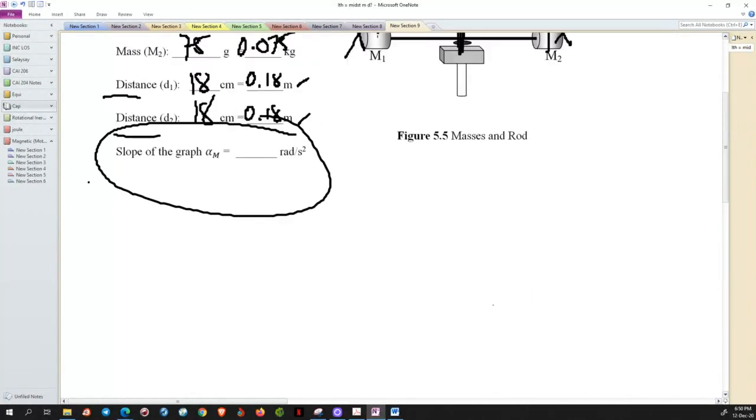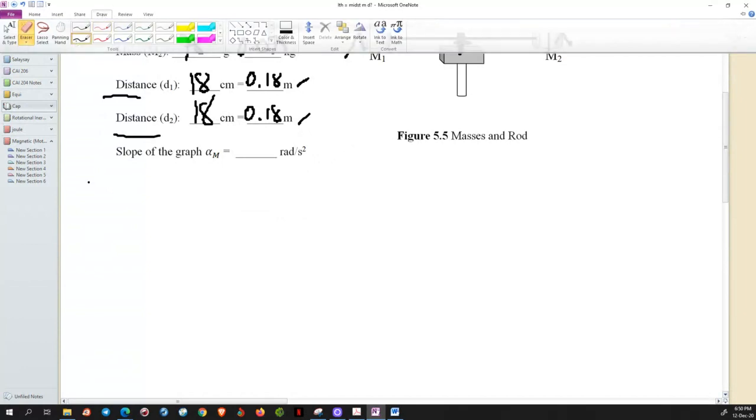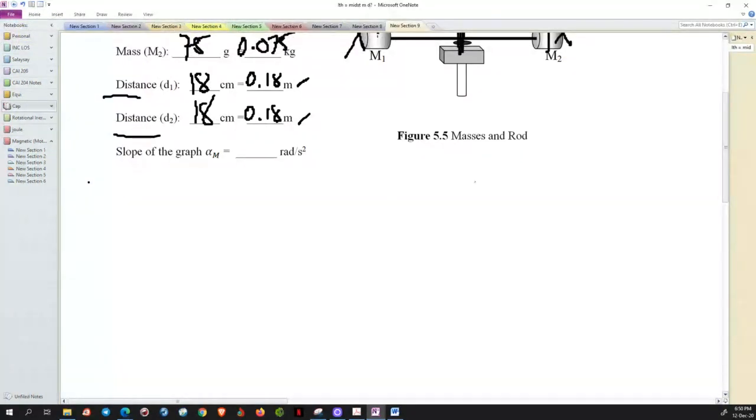Then you go to the rule for the experimental value. You need the slope first. If you have the rod or the masses and rod, the slope is always 1.0 something. So in this case, maybe it's 1.05, 1.08, 1.02, 1.04, always this value, 1.0 something. Is that clear? It is always this value.